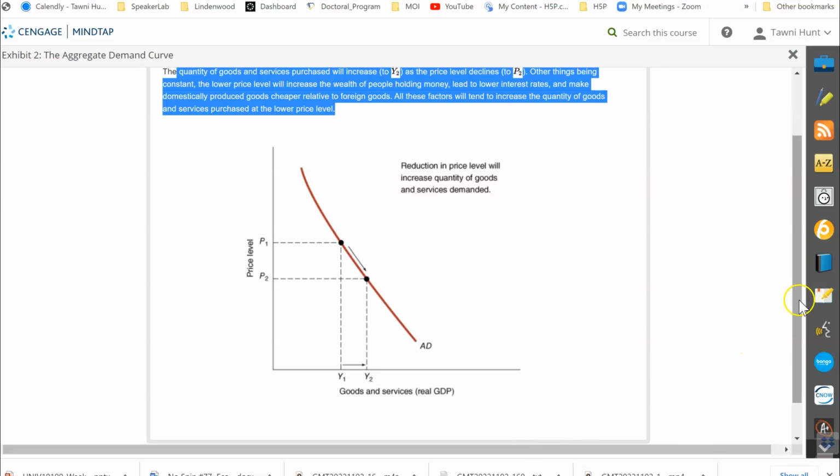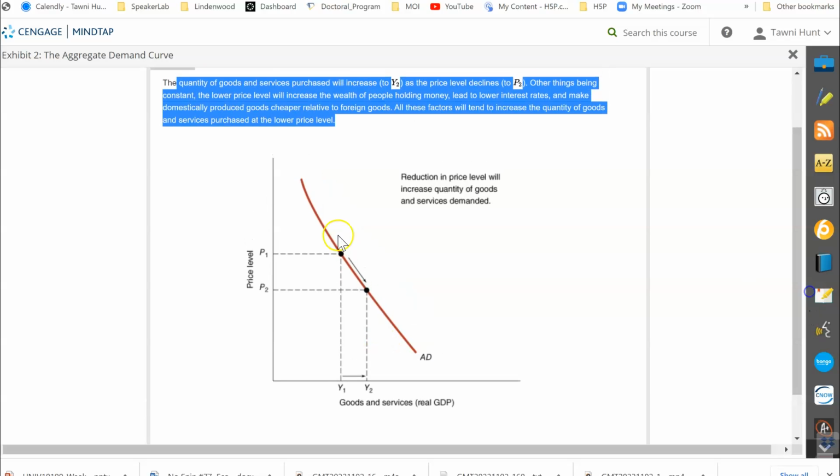Now, the next piece that's really good is that this exercise will help you distinguish between a movement along the aggregate demand curve, a change in quantity aggregate demanded, and a change in the price level. If there's a change in the price level, only the change in the aggregate price level will cause a change in real GDP down here. Just remember that. That's a rule of thumb.